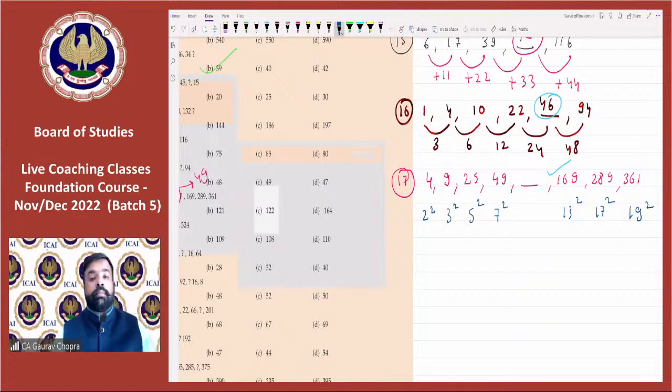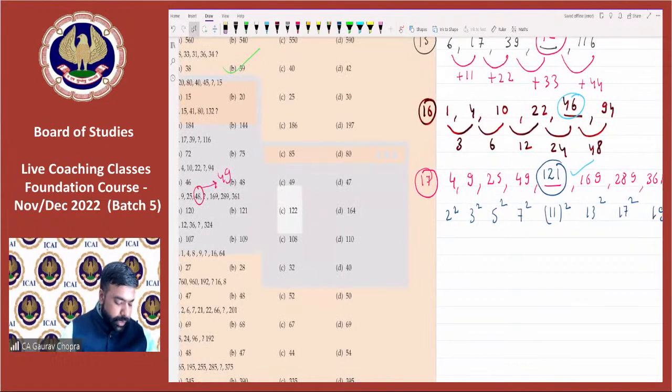So all these numbers are squares of prime numbers. So what is the prime number coming between 7 and 13? The only prime number between 7 and 13 is 11. So the square of 11 is 121. So 121 will be the correct answer. So this is question number 17.